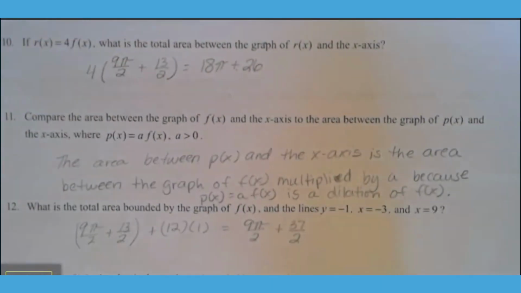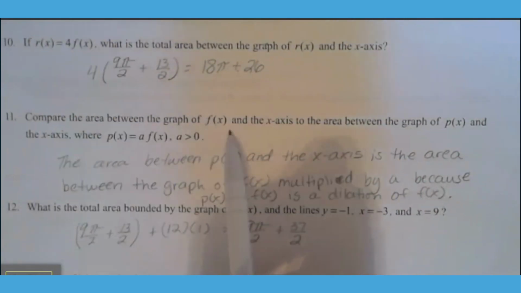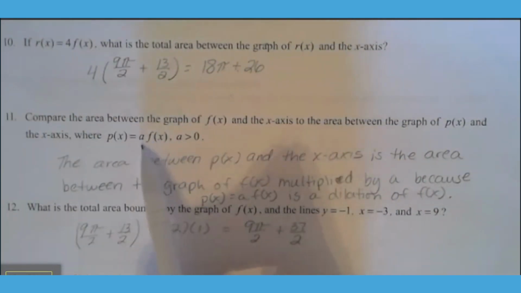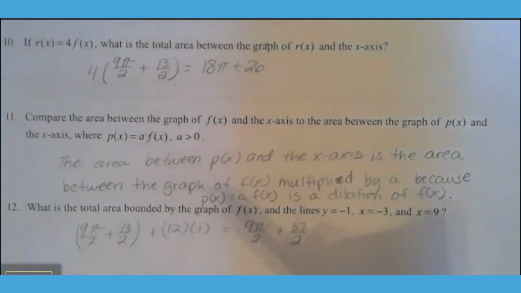What 11 is asking them to do is to actually compare those to the original and to state what we know. We know that if we have a factor with our original function and that a is positive, that area is just simply a dilation. It is a scalar of our original function.